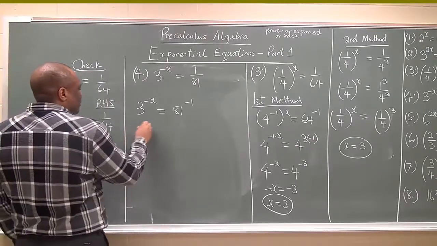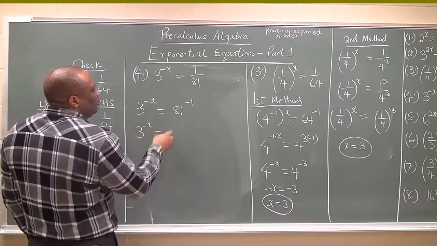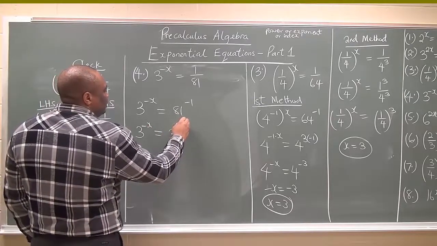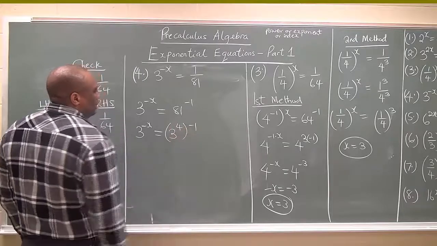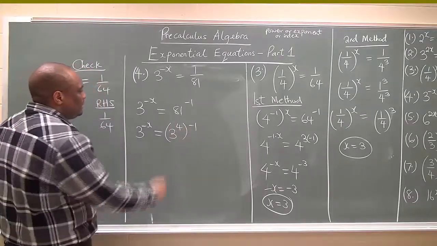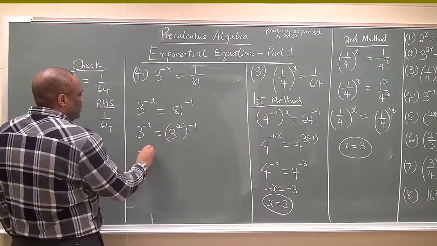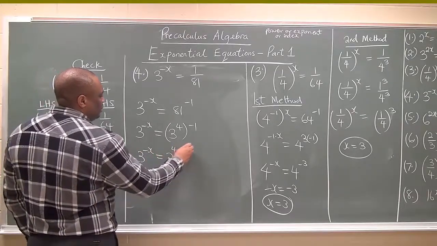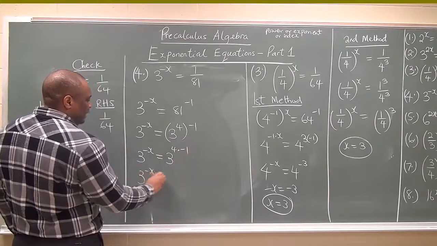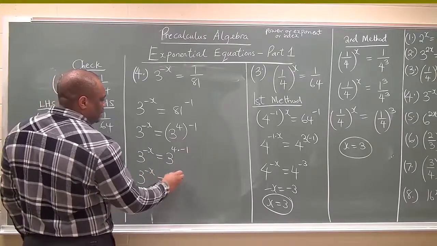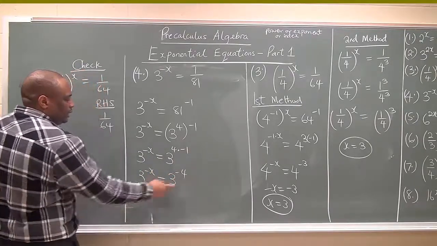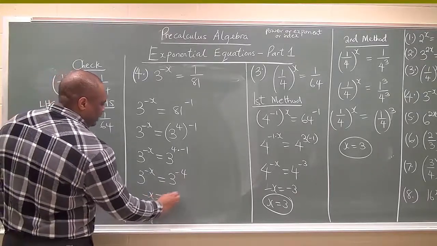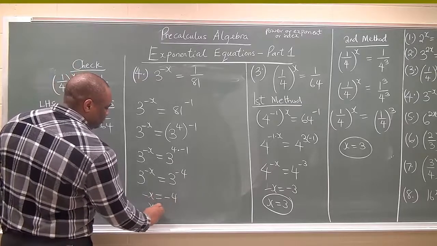So this means 3^(-x) is equal to 81, which is 3^4, then times negative 1. So 3^(-x) equal to 3^(4 times negative 1). So 3^(-x) is equal to 3^(-4). So they have the same base. You equate your exponents. Negative x is equal to negative 4. x will be equal to 4.